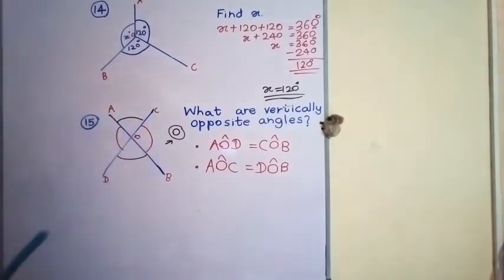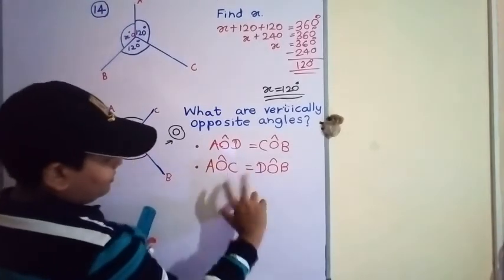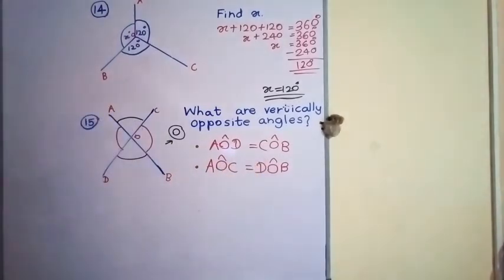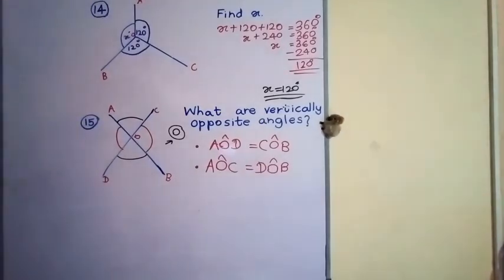AOD to COB. Where do you look for the same one? These two. These are complementary, right? These are equal because they are vertically opposite angles. These are the pairs of vertically opposite angles.